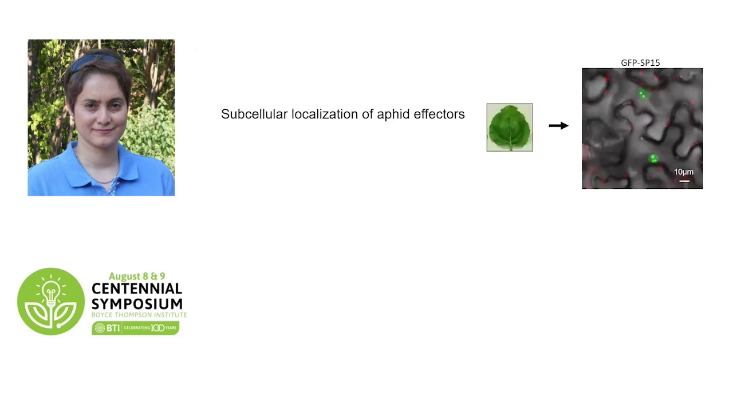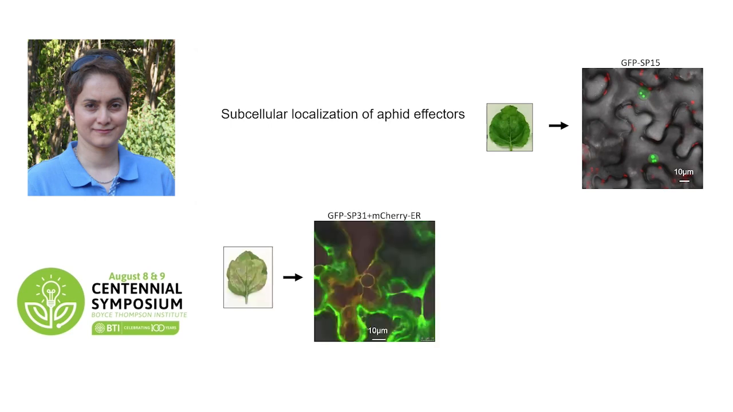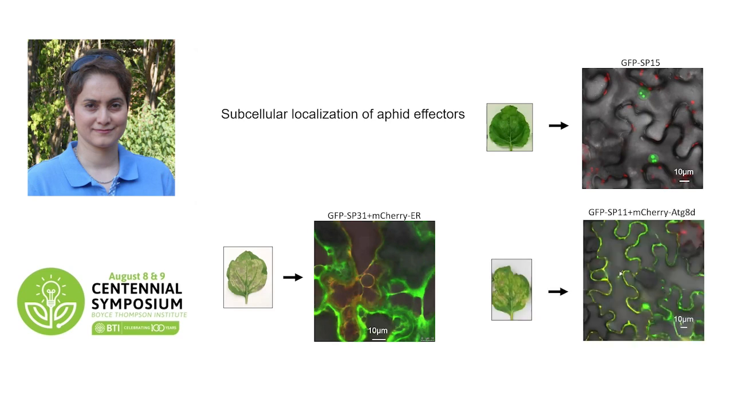Also, because they had GFP, I could look at their subcellular localization, and they had very interesting localization. For instance, this protein was targeted to plant cell nuclei, and another protein was targeted to the ER, and overexpression of the protein was causing the cell death. And the 3rd protein, which is the topic of this talk, SP11, I call it, was causing cell death, but was also located in these punctate little structures, which were co-localized with the autophagy marker ATG8.